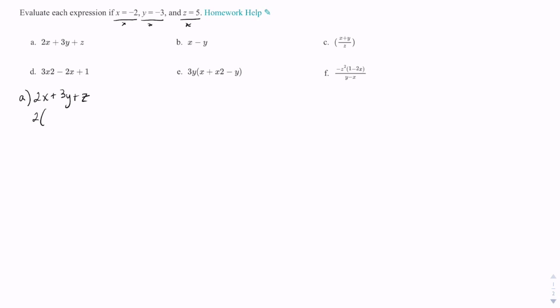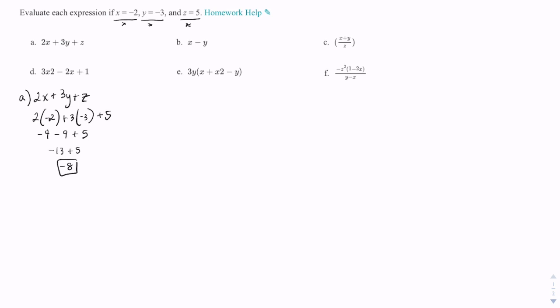So 2 times x is negative 2, plus 3 times y is negative 3, plus z is 5. And now I'll simplify. 2 times negative 2 is negative 4. 3 times negative 3 is negative 9, plus 5. So negative 4 minus 9 is negative 13. And negative 13 plus 5 is negative 8, right? So we have simplified expression A.